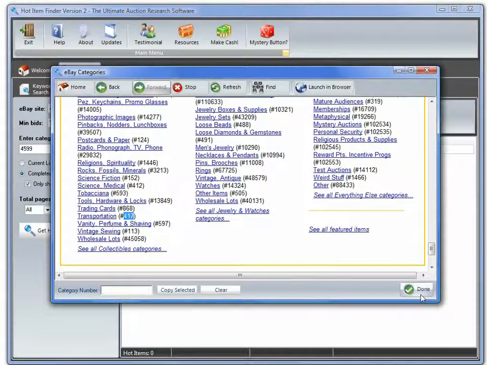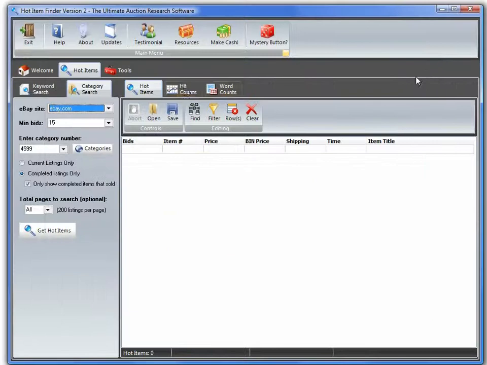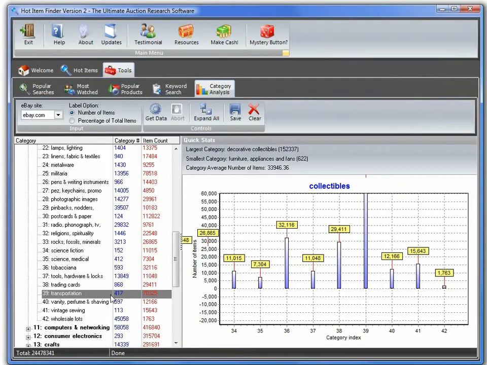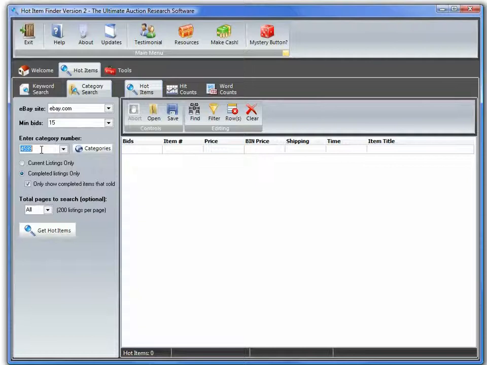Actually, you know what? It's kind of funny. We could have got that from here. This is the category number. 417. We'll do a minimum of 20 bids. Let's go ahead and search completed listings. I only want to return items that have sold, and we'll search all of the pages. Probably a lot in there.